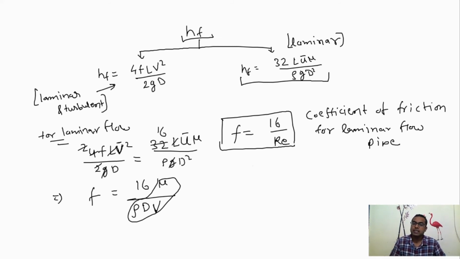So you have to remember this thing, that F is sometimes shown as F, sometimes as FC. So you have to remember that F or FC equals 16 divided by Re, that is the Reynolds number. So in laminar flow, your coefficient of friction depends on Reynolds number only. You have to remember this statement, okay. So this is a function of Reynolds number only, for laminar flow.